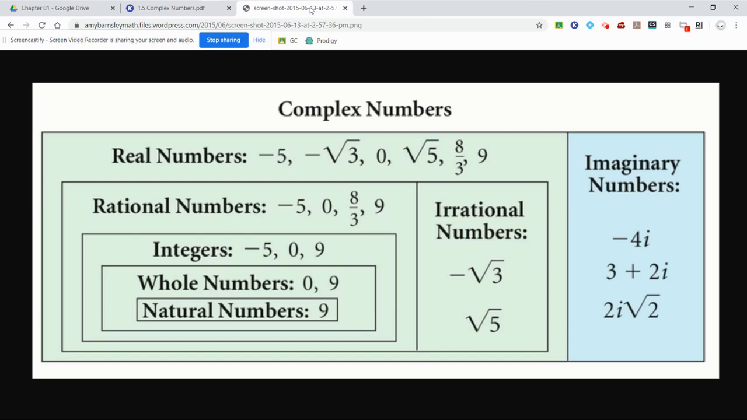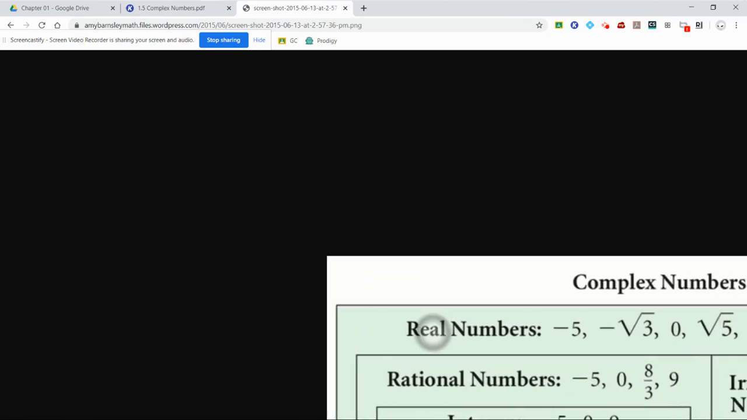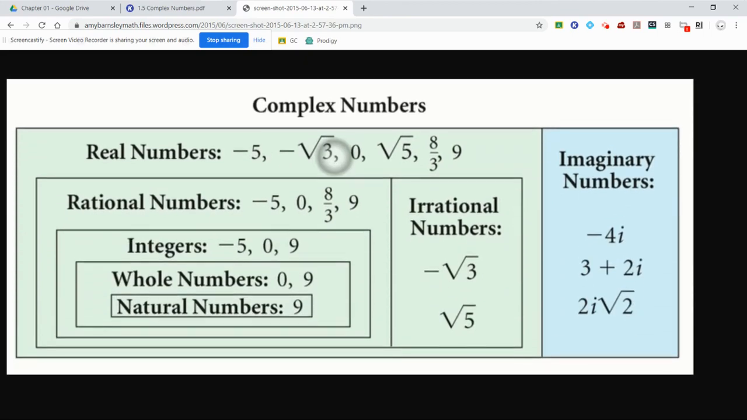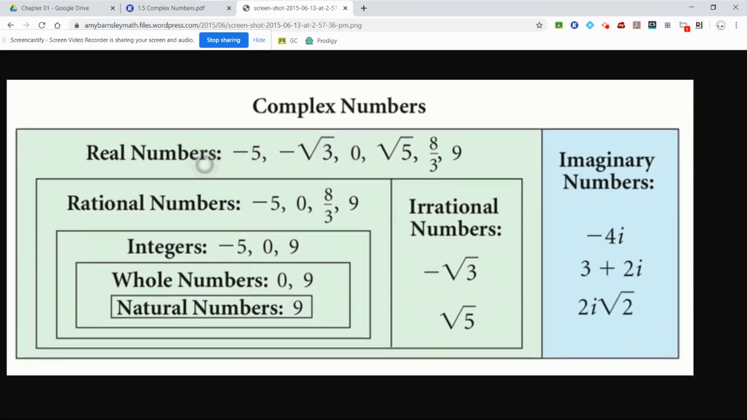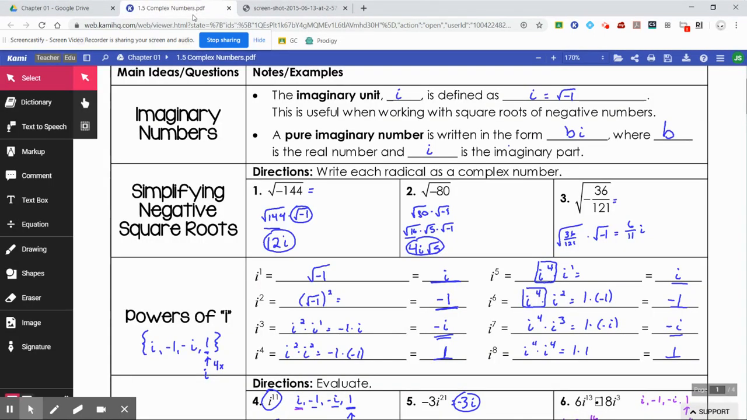Notice that you still have your real numbers over here on the left, with your rational numbers and irrational numbers broken down just like they always have been. However, you have this other group of numbers over here called imaginary numbers that we've been dealing with. And inside these imaginary numbers, they have numbers like 3 plus 2i, 2i root 2, negative 4i. Well, all of these numbers make up the system of complex numbers. So those are the ones we're going to be dealing with in this lesson.